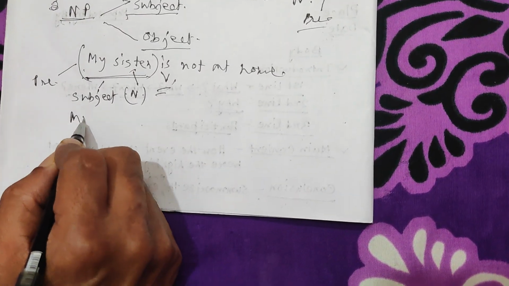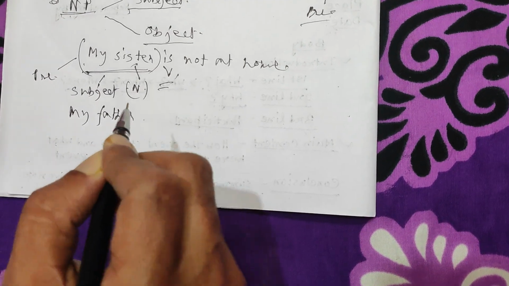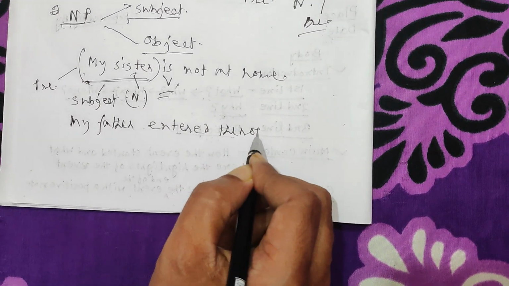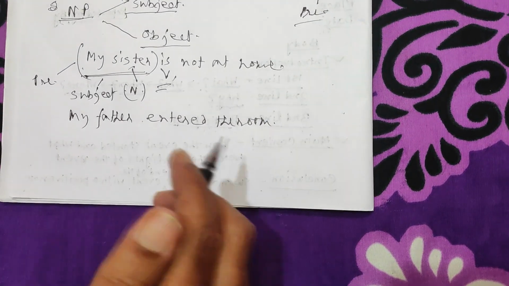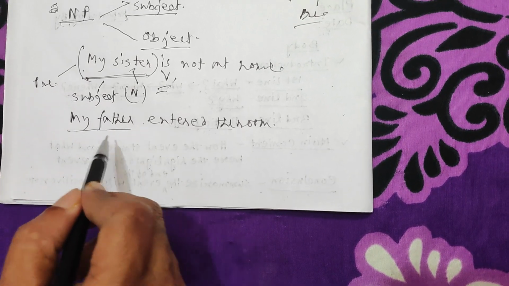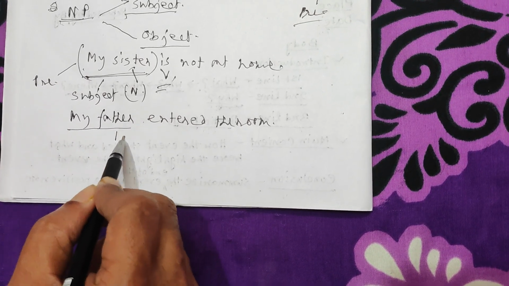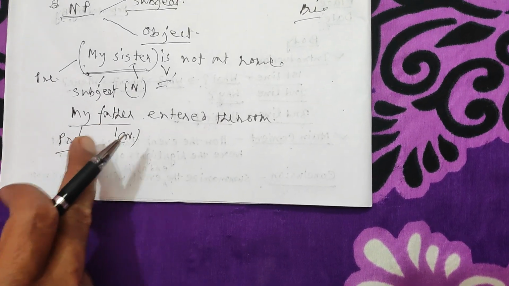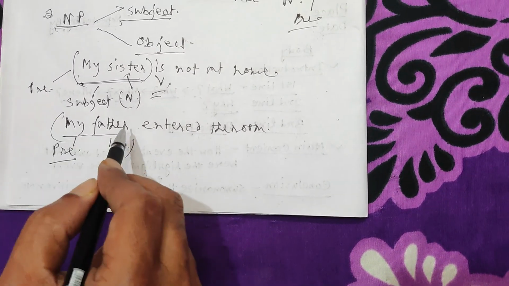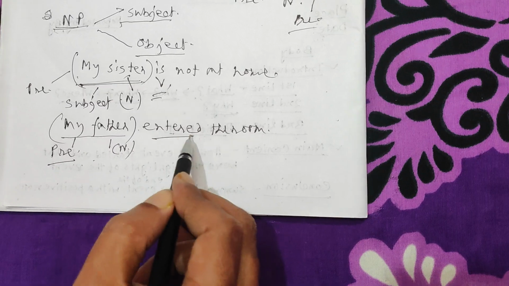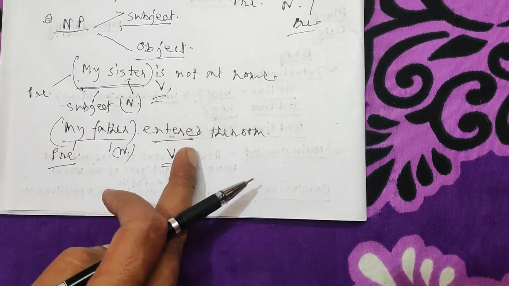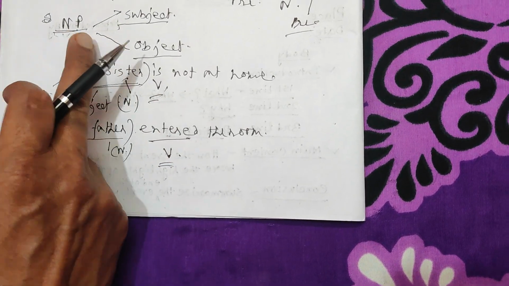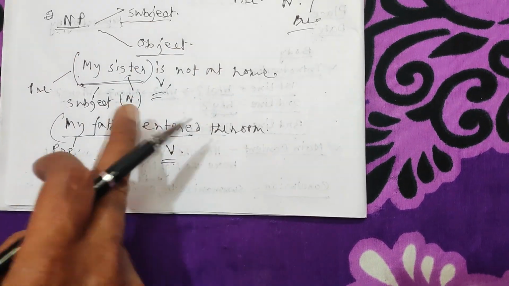Again, suppose: my father entered the room. In this sentence, my father is the subject. Father is the noun, and my is the pre-modifier. The entire group of words is a noun phrase, and entered is nothing but a verb. So the entire group of words is used here as a subject. So a noun phrase can act as a subject of a sentence.